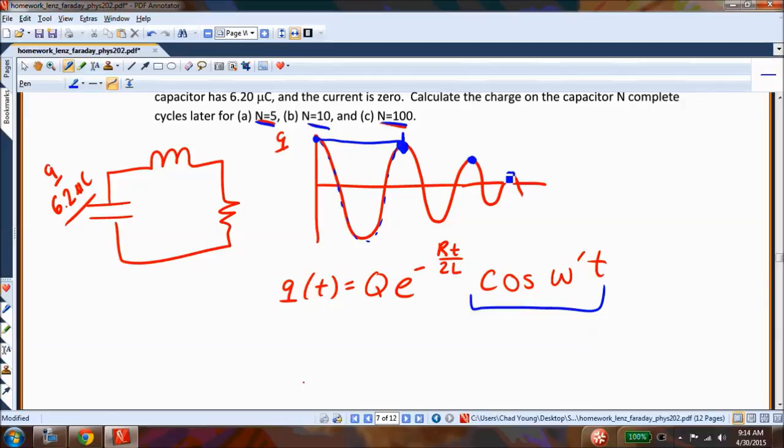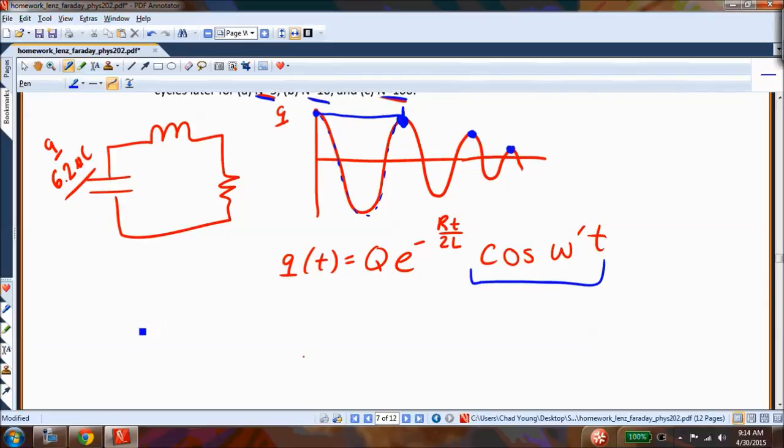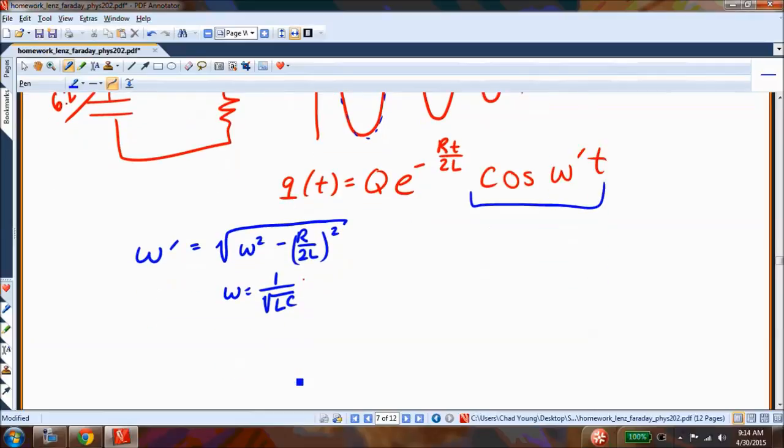All right. So first thing, I just want to find out what is the period. So I also know that omega prime here is equal to the square root of omega squared minus (R over 2L) squared. And further, that omega is, like we've had already, 1 over root LC. So I need to find out what omega prime is, because that's my angular frequency of this circuit. And then from that I can find the frequency and I can find the period. So let's just calculate what omega prime is.